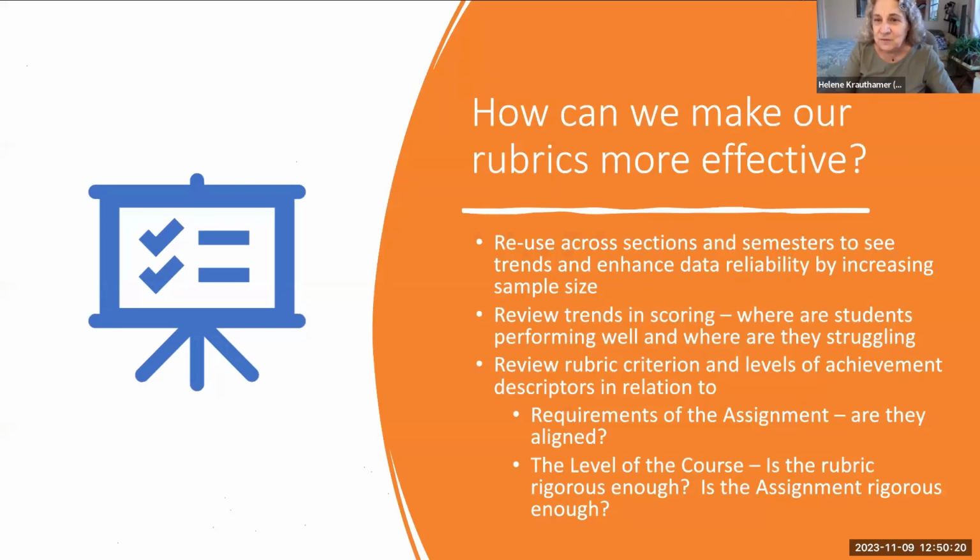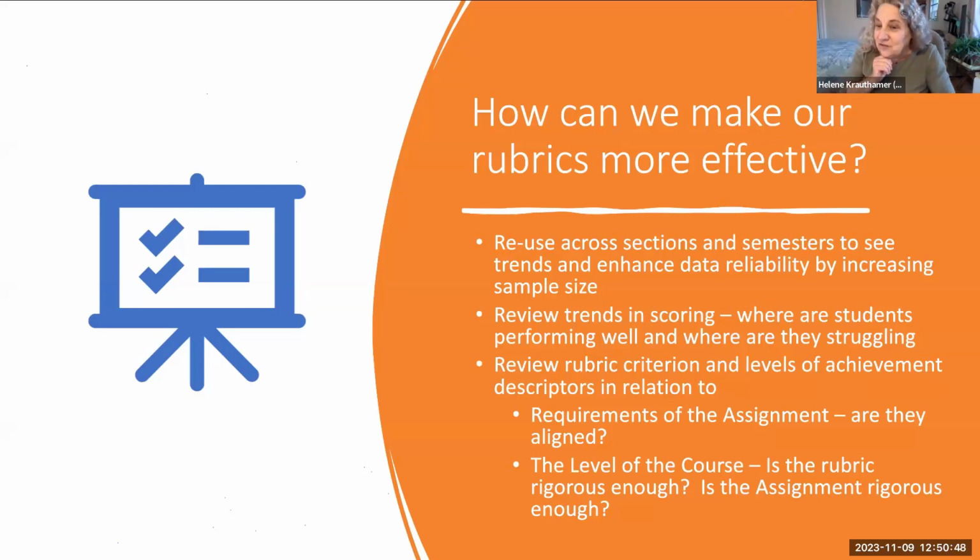So how do we make our rubrics more effective? We can reuse them across the sections and semesters to see trends and enhance data reliability by increasing sample size. I think we'll have time for me to get into my own area, and you'll see it's huge, so much data in there. But back to, what are we doing with that data? How do we analyze it?